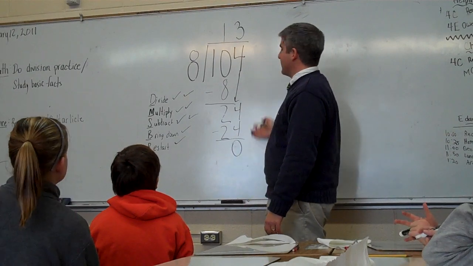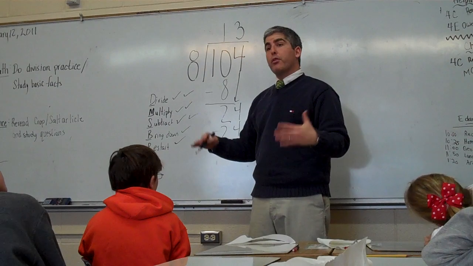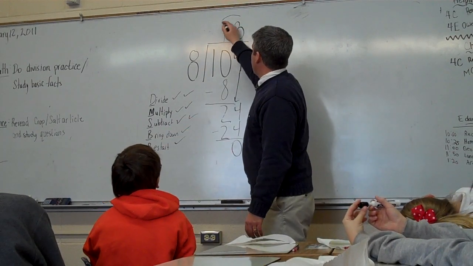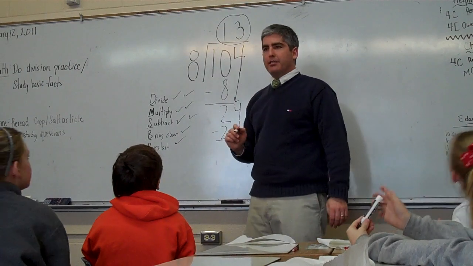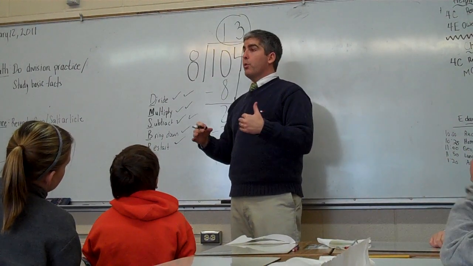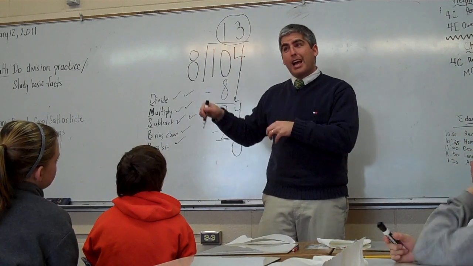Do I have anything left to bring down? No. So I'm done. Do I have a remainder? No. Thank goodness, I don't have a remainder. Makes it really easy. So my answer, or my quotient, is 13. Okay, 13. Now, there's a really cool way that you can check your work. We'll work on more. I'm going to show it to you right now.